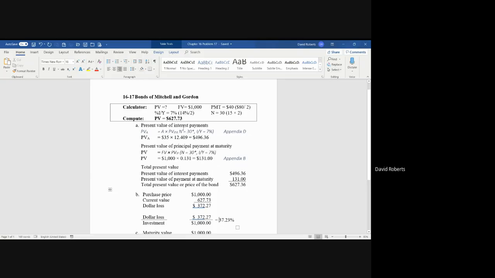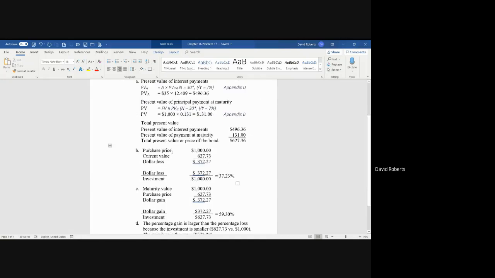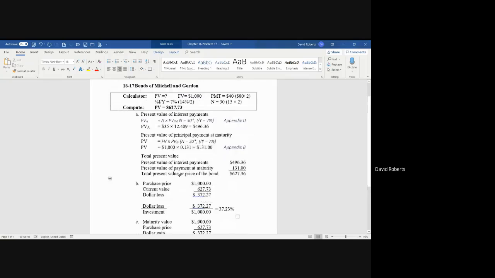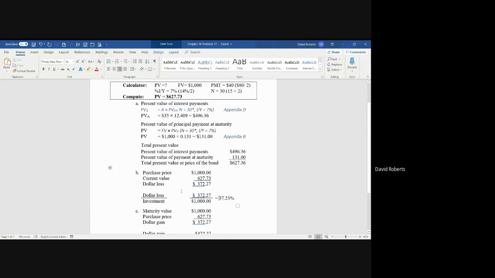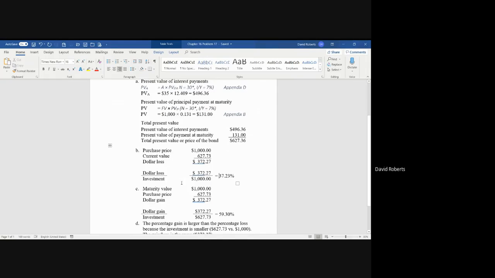It's given to you in your calculator in the box at the top of the screen. Don't bother with the Appendix A and Appendix B. That is a really out-of-date way of doing things, and it's also not as accurate as your calculator. So what that means is the bond will mature for $1,000, and you're going to pay the present value of $627.73.